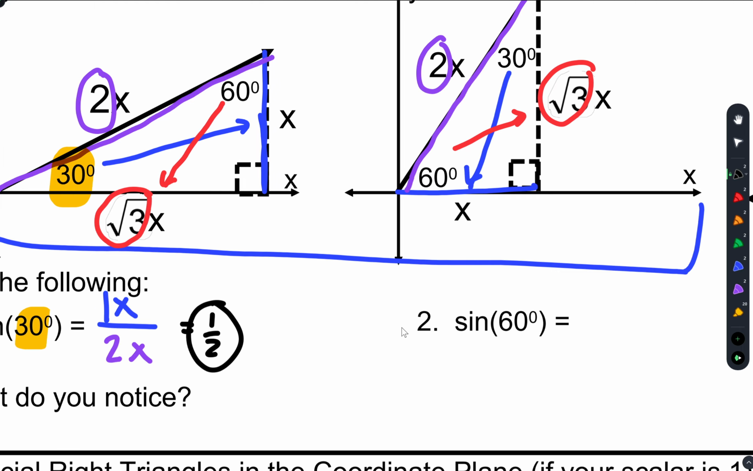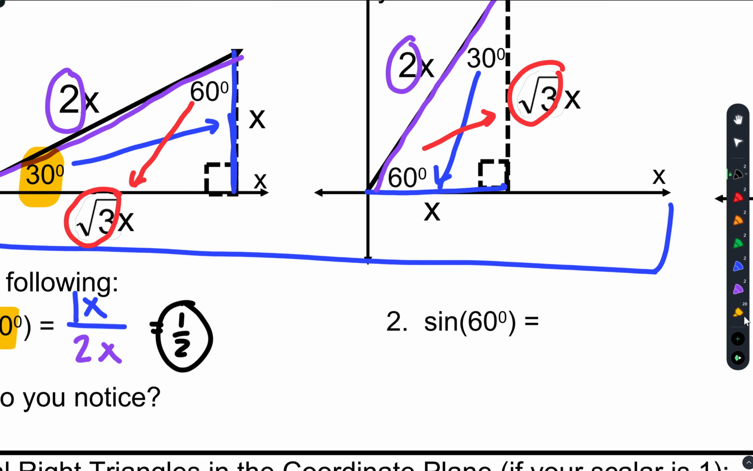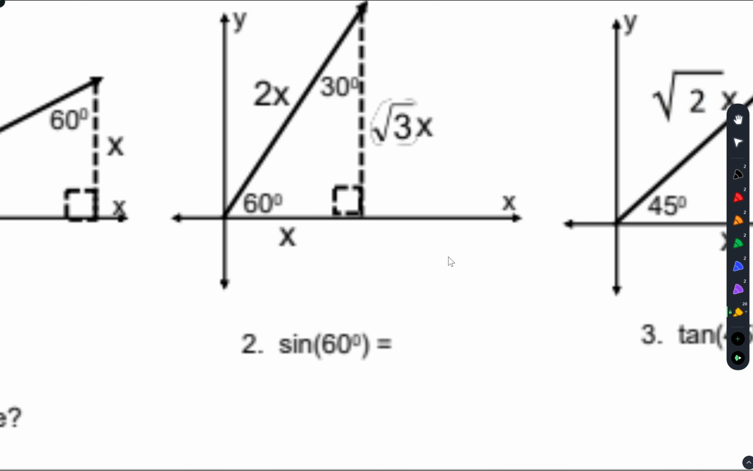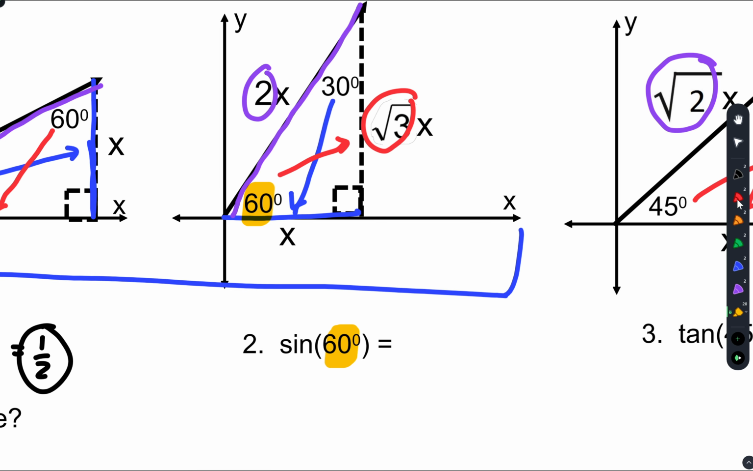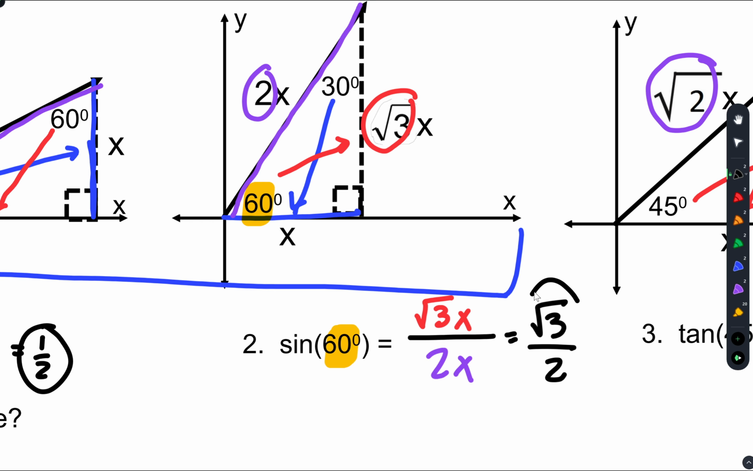Let's do the same thing for number 2. Now I'm looking at sine 60. So I'm going to focus on this next triangle with my 60-degree angle. We know sine, again, is opposite over hypotenuse. The opposite side this time is a radical 3x, and the hypotenuse side this time is still that 2x. Again, thinking about what this reduces to, and those x's cancel each other out, this is going to reduce to a radical 3 over 2. Everybody good with that?